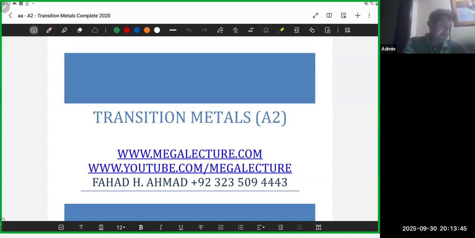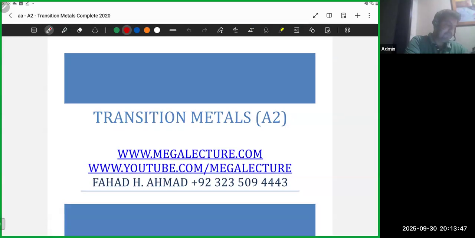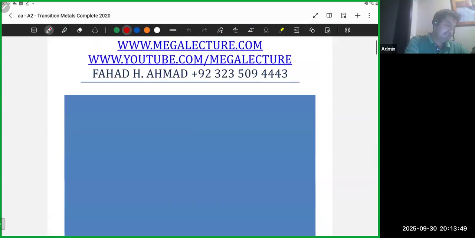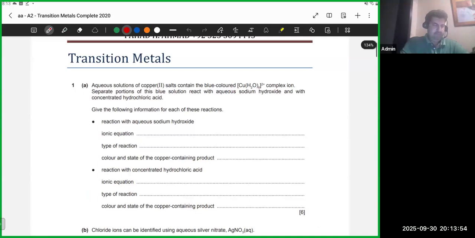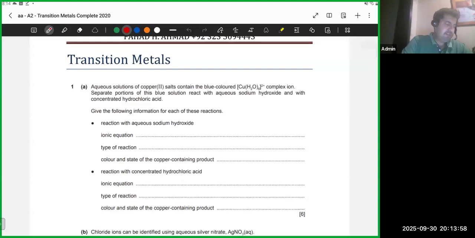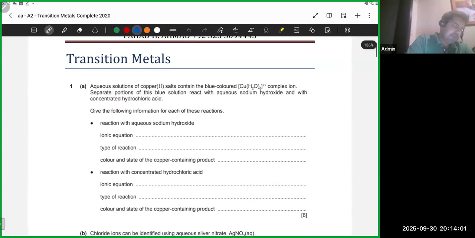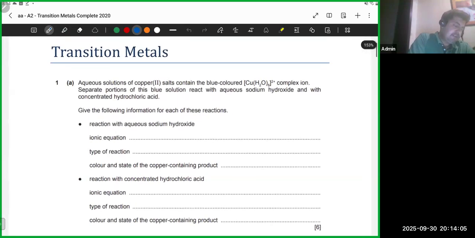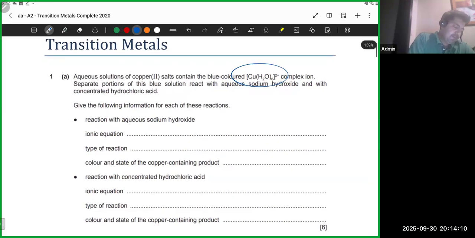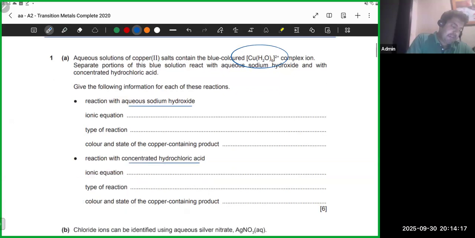Now what we'll do is we'll just start with past paper questions, and we'll have a look at the notes. There's going to be very little you would have to think about. Whatever's in the notes, you just have to copy paste that. So for example, he's talking about copper 2 salts, about copper complexes, about what's going to happen when it reacts with NaOH, and what's going to happen when he reacts it with concentrated hydrochloric acid.